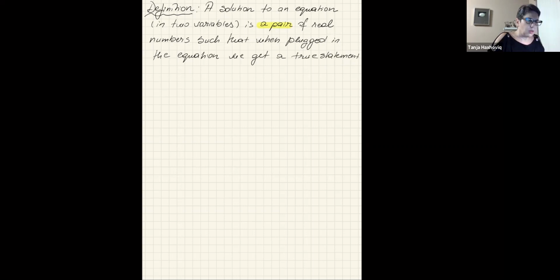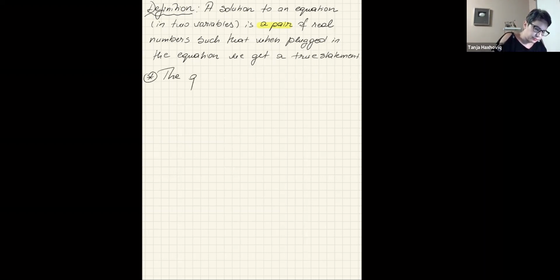Okay, so not just any random pair of real numbers is necessarily a solution to a given equation. The idea is that a pair would be a solution if the pair satisfies the equation, meaning it turns the equation into a true statement.